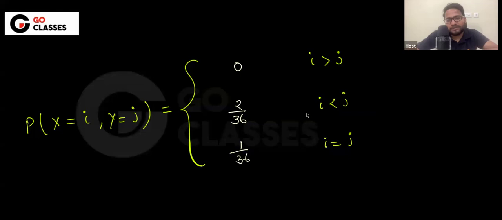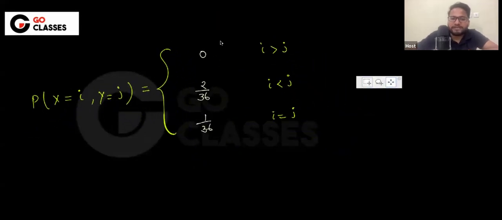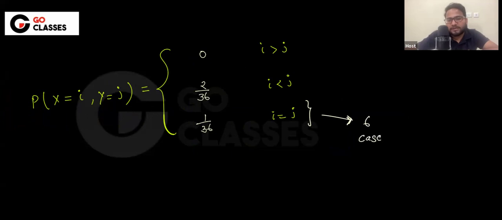Now, just for the sake of extra practice, if I ask you how many such cases are there where i and j both are equal? 6 cases, I think, right? 6 cases are there where i and j both are equal. So remaining are how much? 30 cases, right? So among those 30 cases, this must be equally distributed. So I think these are 15 cases. These are also 15 cases, right?